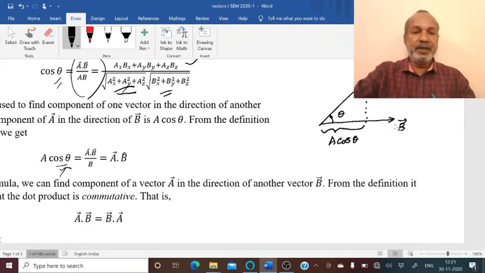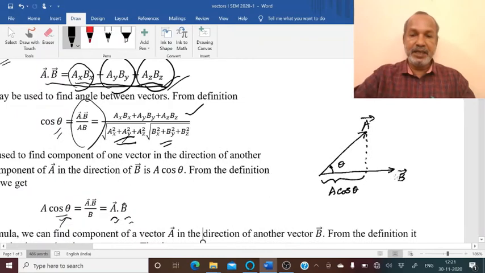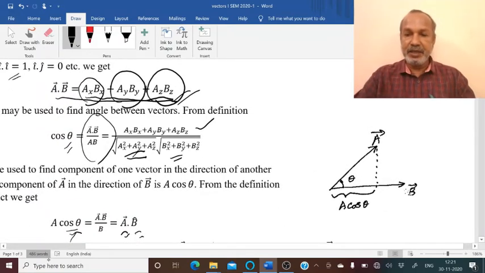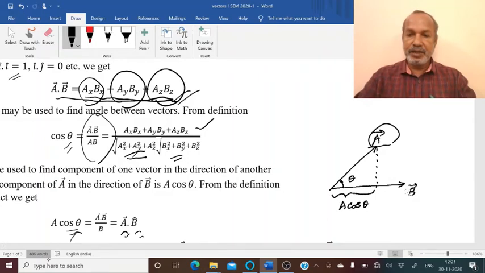If you dot a vector A with a unit vector in the direction of another vector, you will get the component of A in the direction of the vector B. You can see that in this particular diagram, this is the vector A. You can see that from this right angle triangle, this is the adjacent side. That is equal to A cos theta. So A cos theta is the component of the vector A in the direction of B.